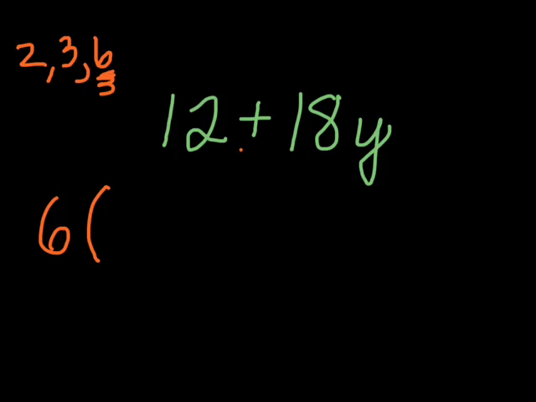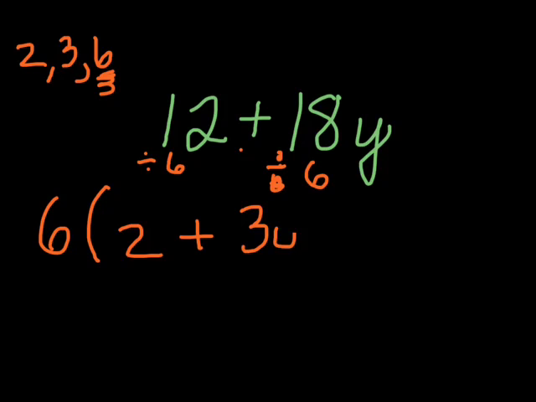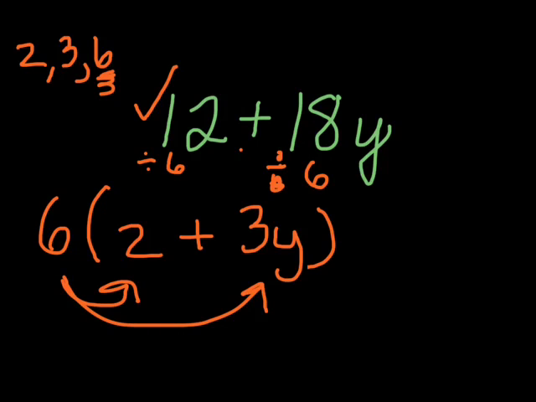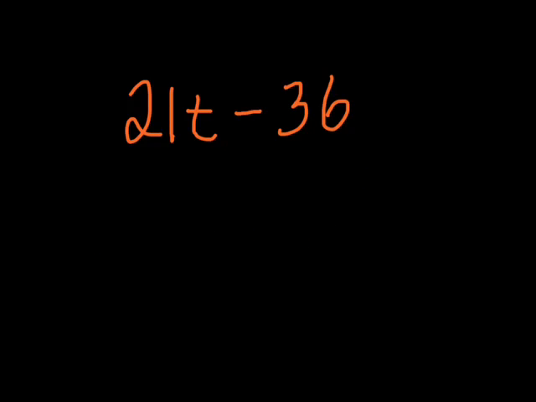So I'm going to do 6 times the quantity. Well, 12 divided by 6 gives me 2, so that's the first term in my quantity. And 18y divided by 6 gives me 3y. So 12 plus 18y is equivalent to 6 times the quantity, 2 plus 3y. Again, if you wanted to check yourself, you could redistribute and you should get what you started with.